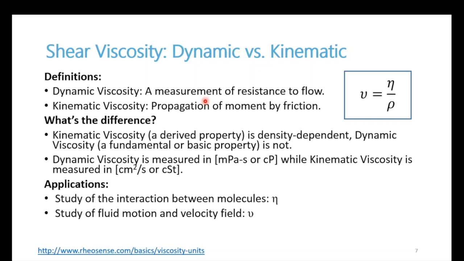So the difference is that kinematic viscosity is a derived property and is density dependent, while dynamic viscosity is a fundamental or more basic property. Some of the differences are also related to the units. Of course, they have different units. For dynamic viscosity, we often use millipascal seconds or centipoise, which are equivalent. And for kinematic viscosity, you have diffusivity units, so centimeter squared per second or centistokes.